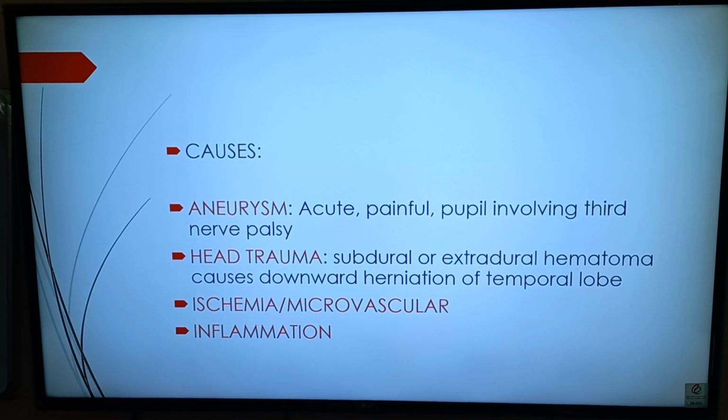The most important cause is aneurysm. Whenever a patient with oculomotor nerve palsy comes, first of all we obviously have to do the whole examination, but we have to see if it is pupil involving or not. If it is pupil involving, we have to do a detailed examination, and because it is an emergency, we have to deal with the aneurysm as soon as possible. The patient is going to present with acute, painful, pupil involving third nerve palsy, and also in head trauma, when there is subdural or extradural hematoma, it causes downward herniation of the temporal lobe.